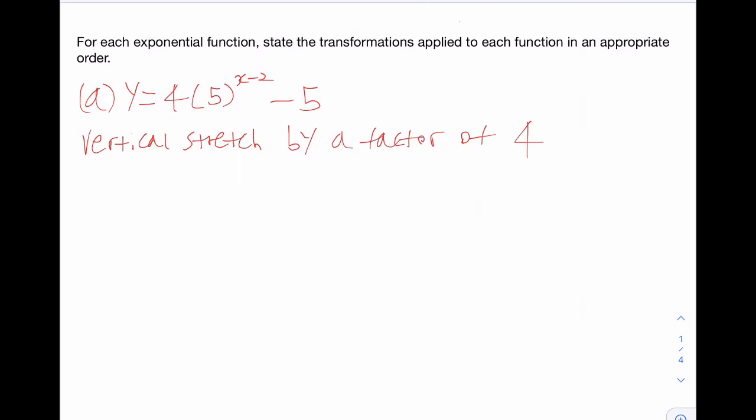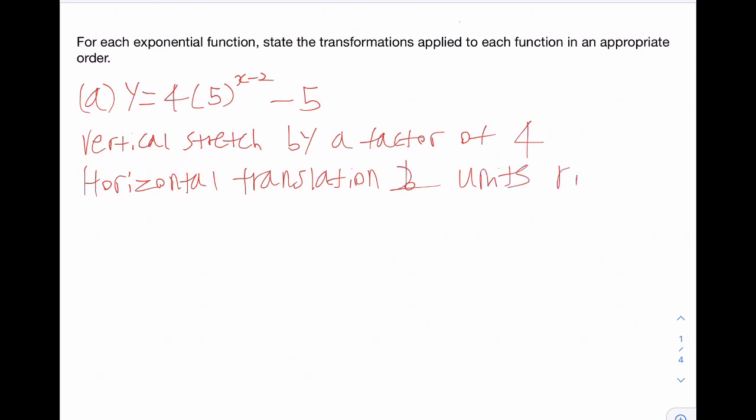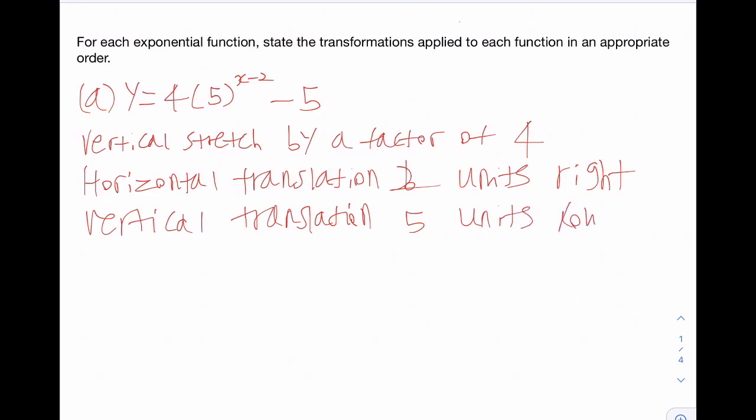So now we move on to the last step, which is the translations. So we got a horizontal translation by 2 units to the right, and we have a vertical translation, guys, 5 units down. So this is our answer for the first question.